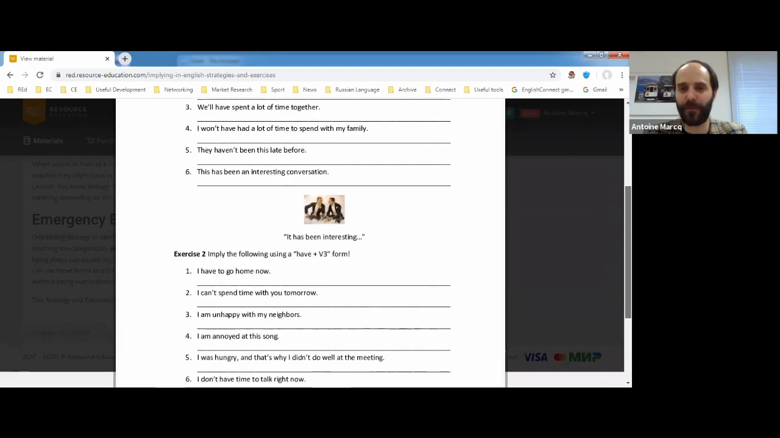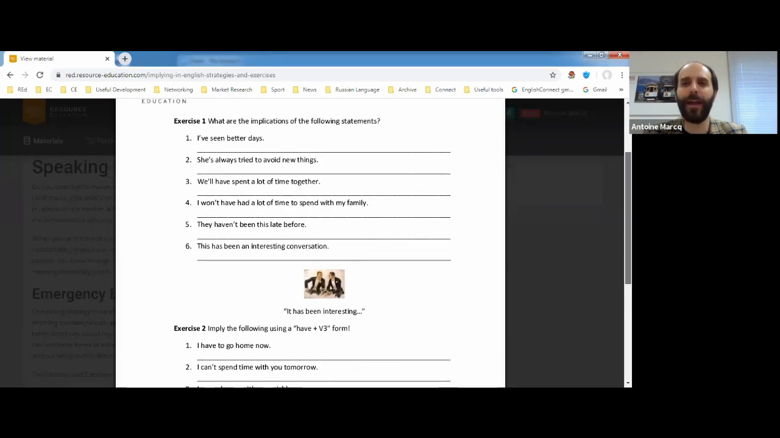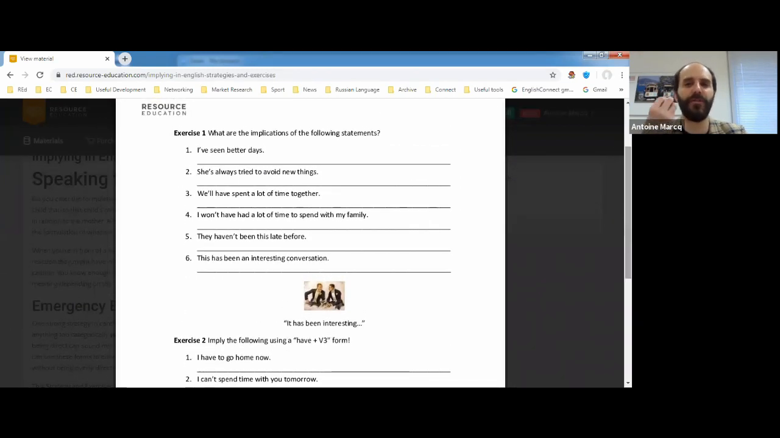So we're already on page 4, and here we have exercises that we can use in class to practice these things. And you can use these in different ways. You'll see in the first exercise, we focus on different strategies one by one. So the first one, you see the first page here, we're focusing on perfect tenses for implying in English.